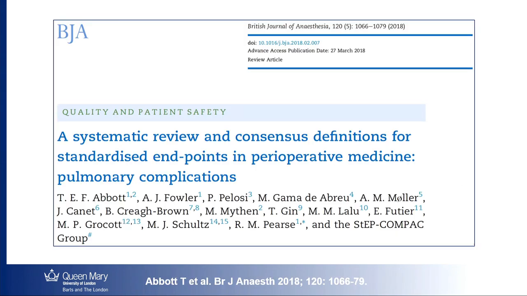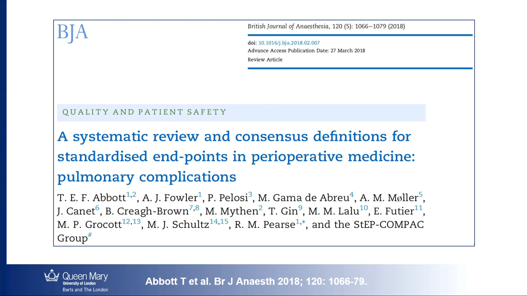So we're in the happy position in perioperative medicine of having a really strong academic community worldwide. A good few years ago now, two groups independently put together a plan to develop standardized outcome measures for perioperative medicine research in a range of different domains. One was the STEP group led by Paul Myles and team, driven out of the Australasian group, and the other was the COMPACT group led by Mike Grocott and colleagues. Those two groups got together and generated a worldwide program of consensus definitions that we now use across the board for perioperative medicine research.